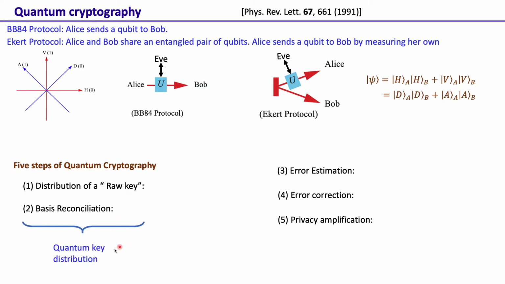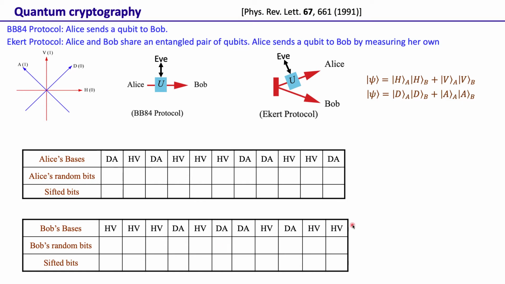So these 2 steps are essentially what's quantum key distribution. These 3 steps are the same as in the classical cryptographic scheme. This is done even today in all the classical cryptographic schemes. So I'll basically focus on these 2 steps only. Here is one example of how Alice and Bob can do cryptography and at the end of it generate a secure key. Of course, Alice and Bob both agree to do the measurements either in the horizontal vertical basis or the diagonal anti-diagonal basis.